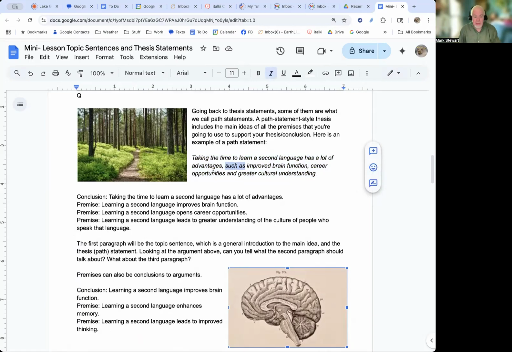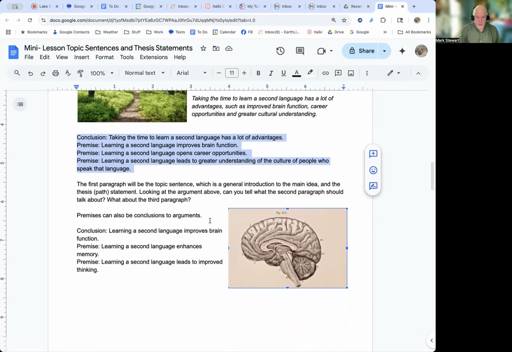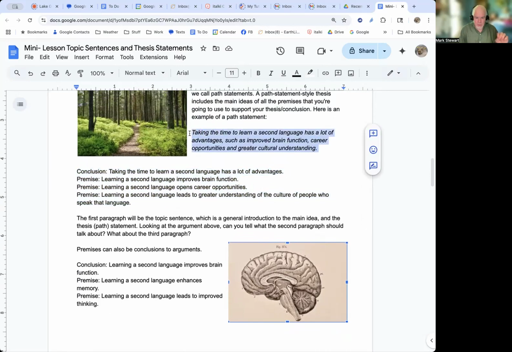Okay? So we can rewrite that as an argument. Taking the time to learn a second language has a lot of advantages. That's a conclusion. And then all those other things are premises. All right? So the first paragraph would be a topic sentence. I don't have an example of that here, but it would generally introduce what we're going to talk about. And then if you look at the path statement right here, taking the time to learn a second language has a lot of advantages, such as, et cetera, et cetera.